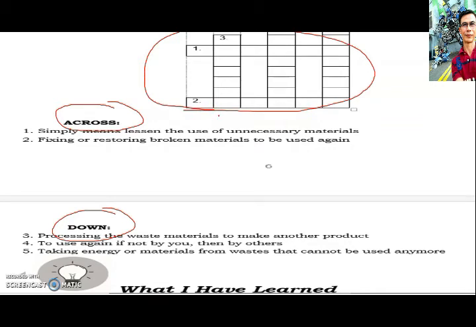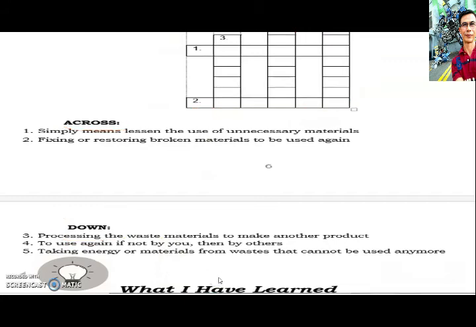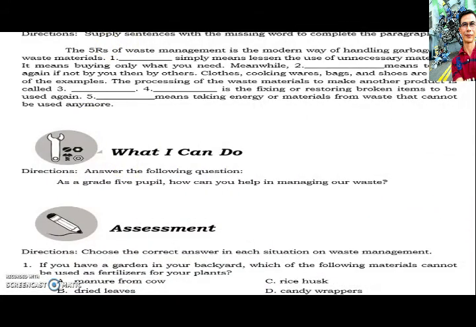Okay, and the next topic is what I have learned. Okay, so the direction is supply sentences with the missing word to complete the paragraph. So, I mean to say, kukumpletuhin yung paragraph by writing the 5 R's, yung reduce, reuse, recover, repair, and recycle. Susunod nyo daw dyan yung mga 5 R's na kung ano yung mga iyon. Now, it depends upon the description of its sentences.